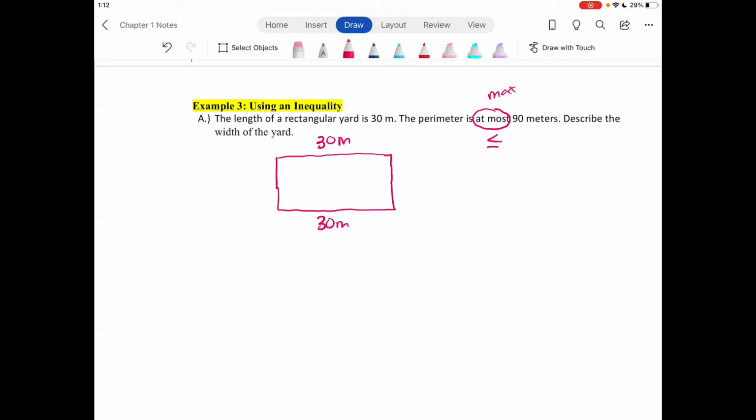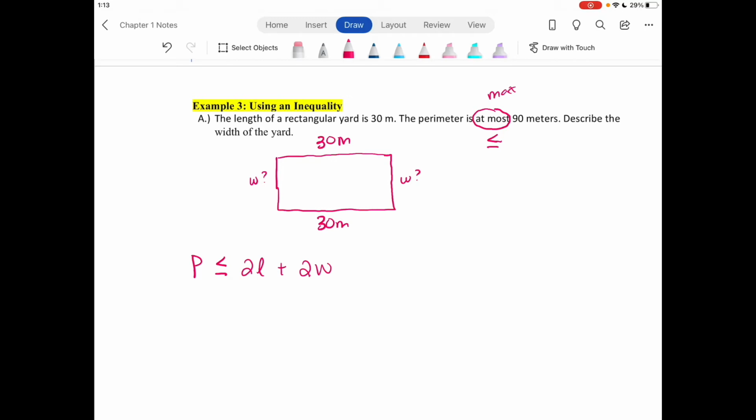We want to describe the width of the yard, so that is our unknown. Let's start off by writing an equation that relates all of these together. Since we're dealing with perimeter, it is 2 times the length plus 2 times the width. Normally we would say equal to, but since we have an inequality, we need to go back to the problem to see which symbol we're using. That keyword at most tells us that the perimeter is less than or equal to 2 times the length plus 2 times the width.